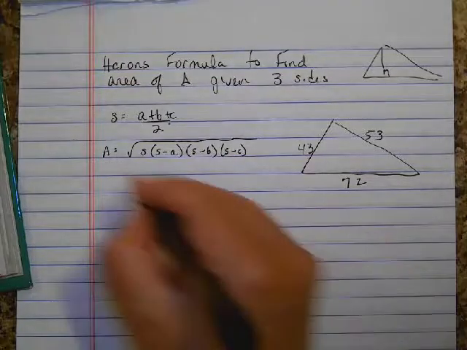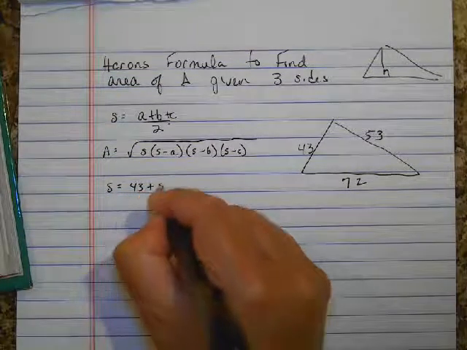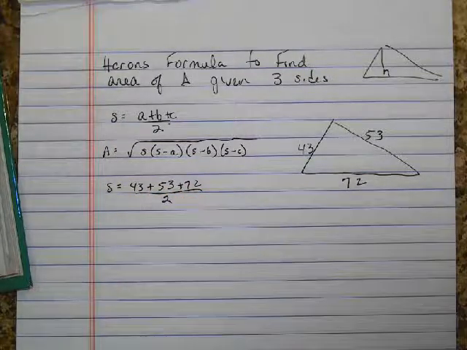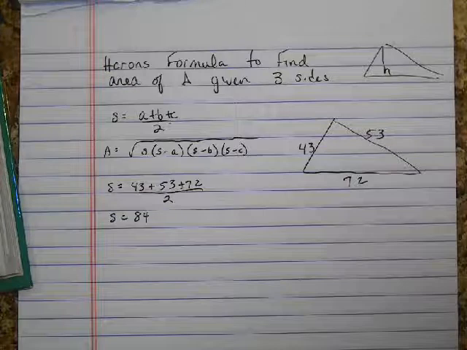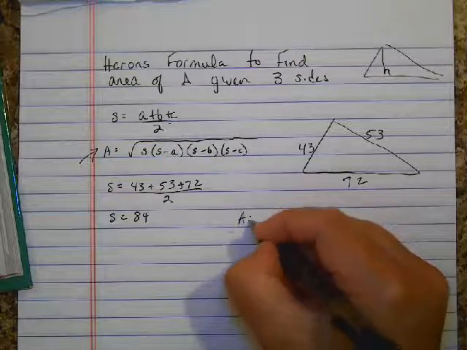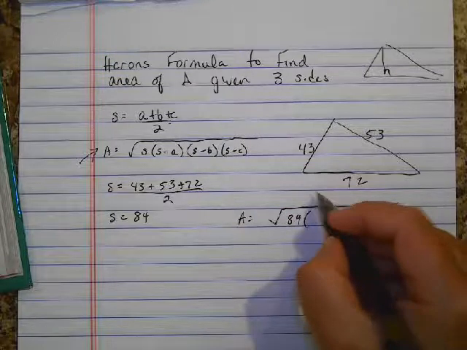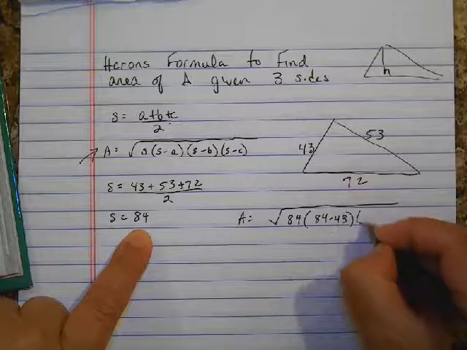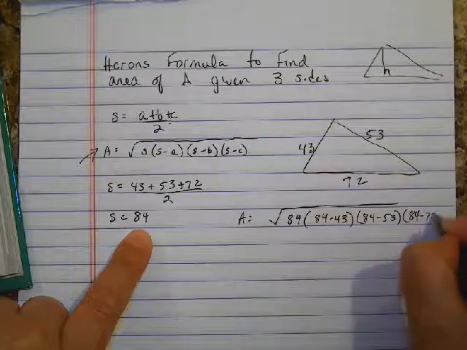On this triangle, the first thing I would do is find S. And S would be 43 plus 53 plus 72 divided by 2. So in this case, S equals 84. So now I'm going to put it into the area formula. Area equals the square root of 84 times 84 subtract 43 times 84 subtract 53 times 84 subtract 72.